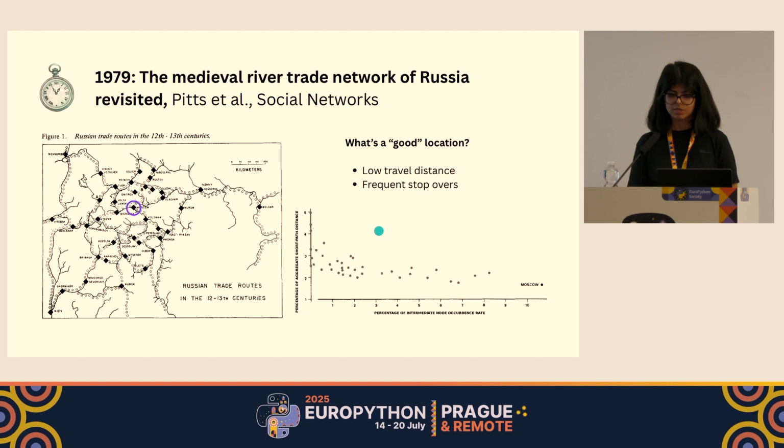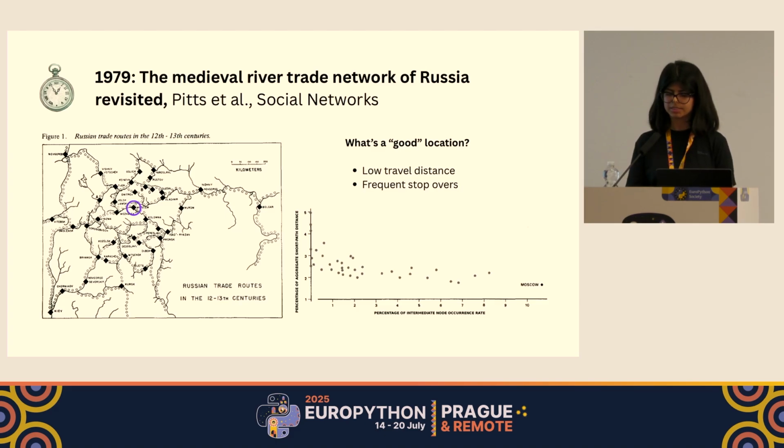In this case, we quantify these with two metrics, so to say. First one is called intermediate node occurrence rate, which you can see here. It quantifies the number of times a node, Moscow, falls on a shortest path. If we try to find the shortest paths between all the nodes, so if you have n nodes, then shortest paths between all of them, how many of those shortest paths have Moscow as an intermediary? That is our x-axis. So if we have more of these paths, it means we'll have more frequent stopovers.